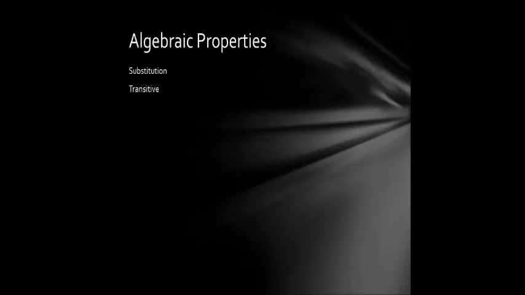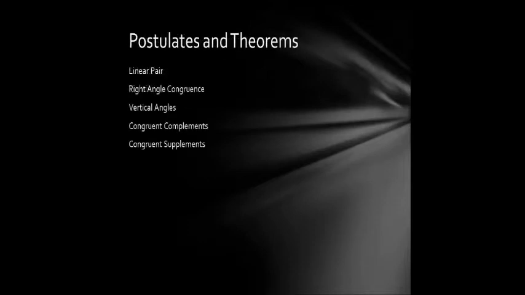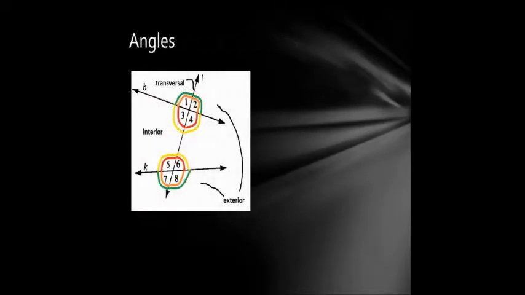We're going to look at substitution and transitive properties, and linear pair postulates, right angle congruence theorems, vertical angle theorems, and congruent complements and supplements theorems. Well, let's start out with angles.